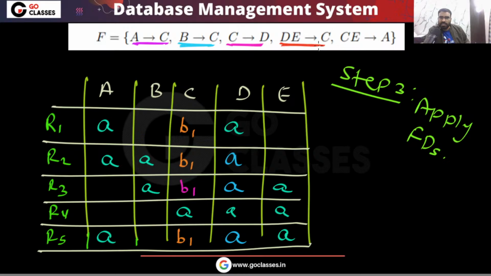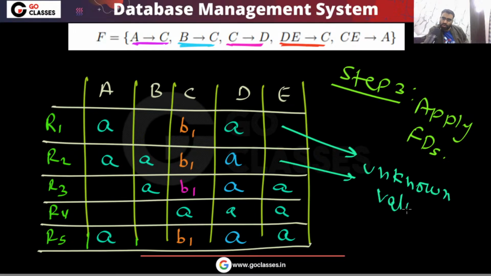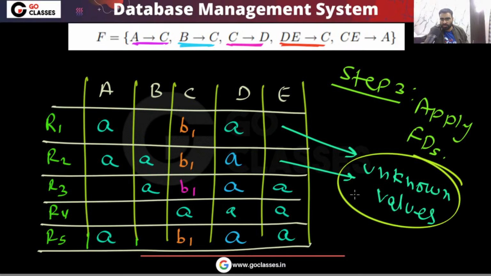So let's see this DE determining C. What it means? Whenever two tuples have same DE value, they must have same C value. Okay, remember, here can I say they have same DE value? Please tell me. No, please understand that these are the unknown values. They may be same, different, I don't know. So you cannot consider them same.